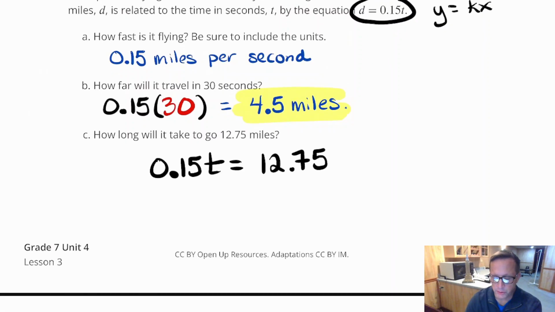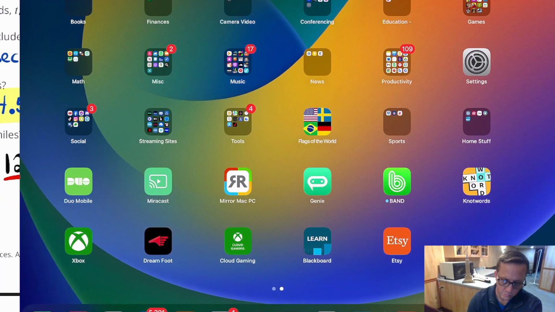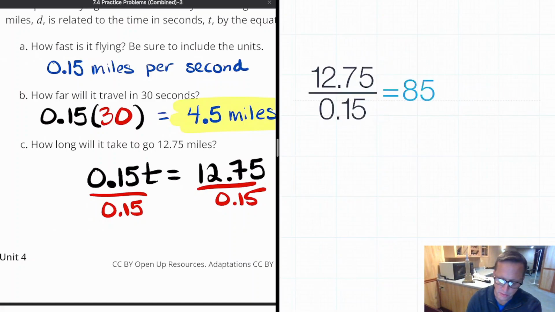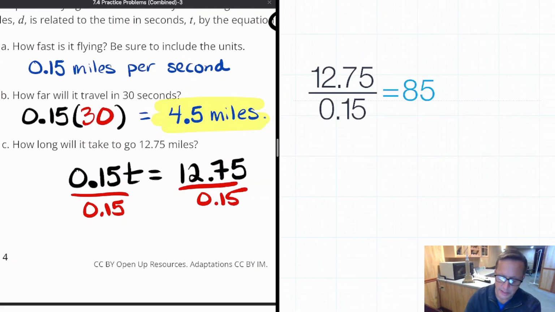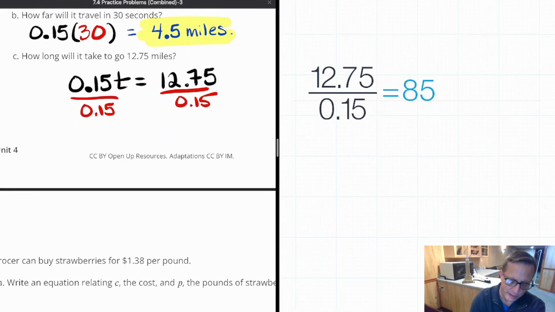And what we're going to do here is divide by the unit rate, or the constant of proportionality. We're going to divide by 0.15. So 12.75 divided by 0.15. Okay, so I'm going to use my fun calculator here, which is not always the most trustworthy thing. So I'm going to do 12.75 divided by 0.15. Ooh, I don't know if it's going to identify that. Oh, there it goes. So there it is. 85. So what is that, 85 hours or something? No, it's 85 seconds.